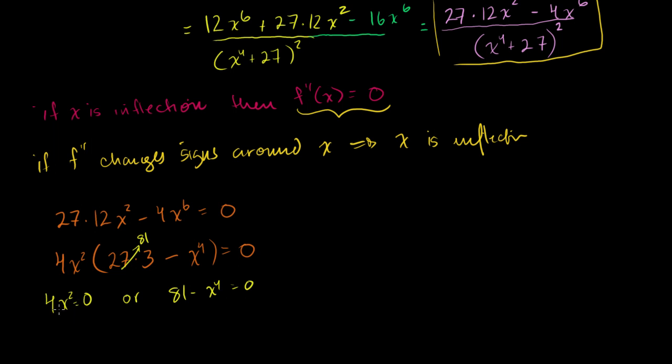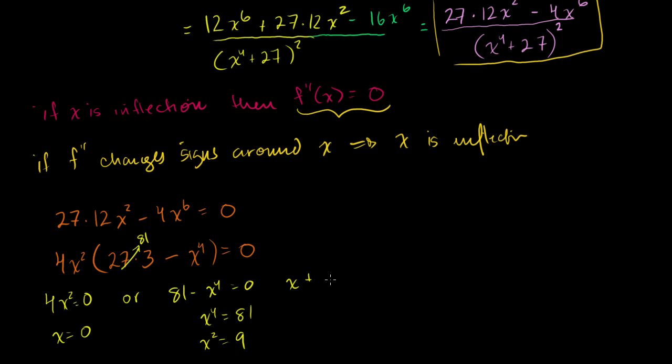So let's solve this. This is going to be 0 when x is equal to 0 itself. This other one is going to be equal to 0 when, let's see, if we add x to the 4th to both sides, you get x to the 4th is equal to 81. If we take the square root of both sides of this, you get x squared is equal to 9. So you get x is plus or minus 3.